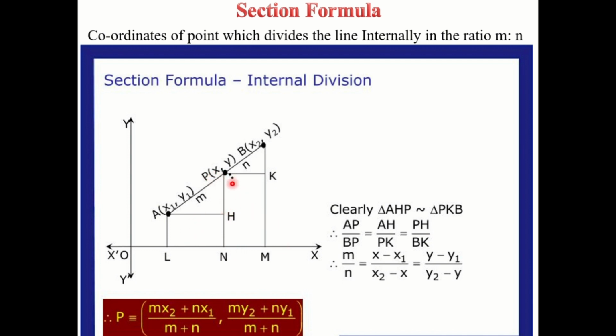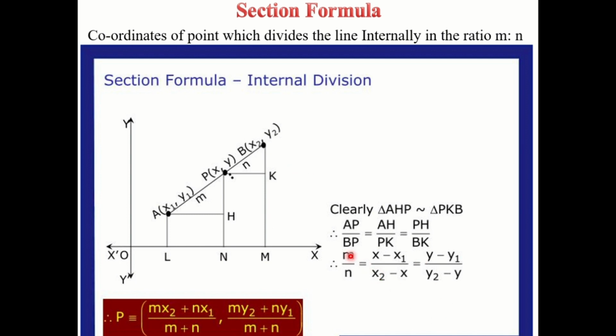Similarly for PK, ON will be x and OM will be x2, then PK will be x2 minus x. Then BK: this is y2 and this is y, then BK will be y2 minus y.